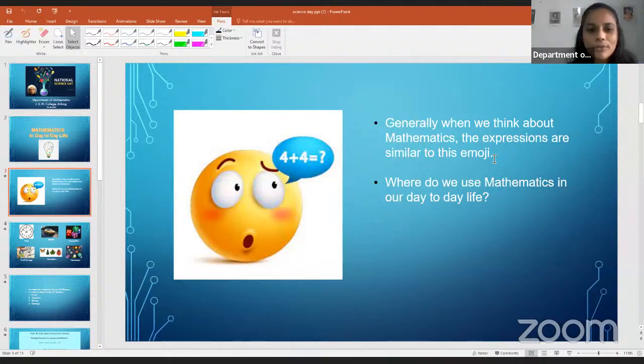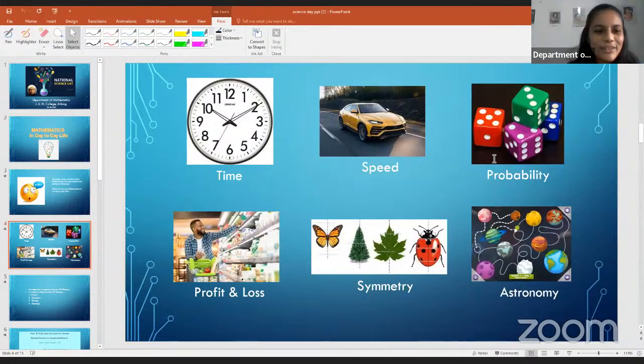Okay, so next, when we see a watch for time calculations, we use mathematics for counting the time. Then for counting the speed, any phenomenon in which physics is involved, in those cases also we use mathematics.